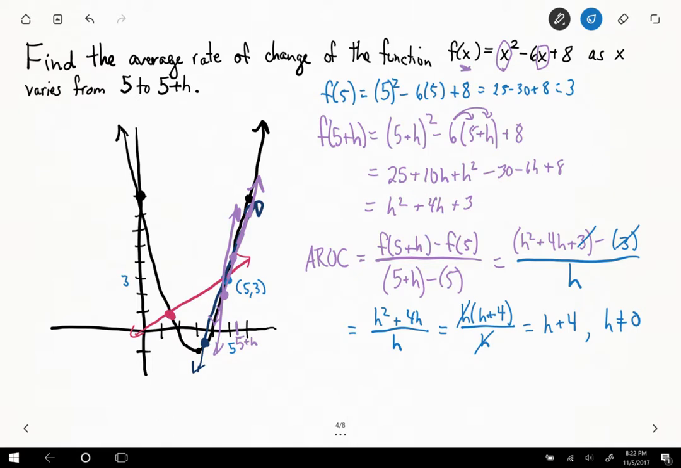Okay, so whoopity-doo, right? So how we can use this is to find the average rate of change from 5 to some other point. Find the average rate of change of f of x over the given intervals.